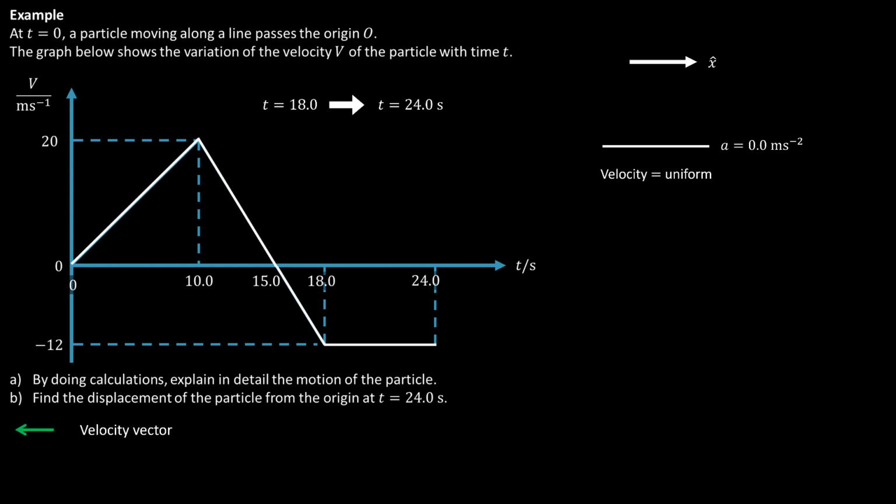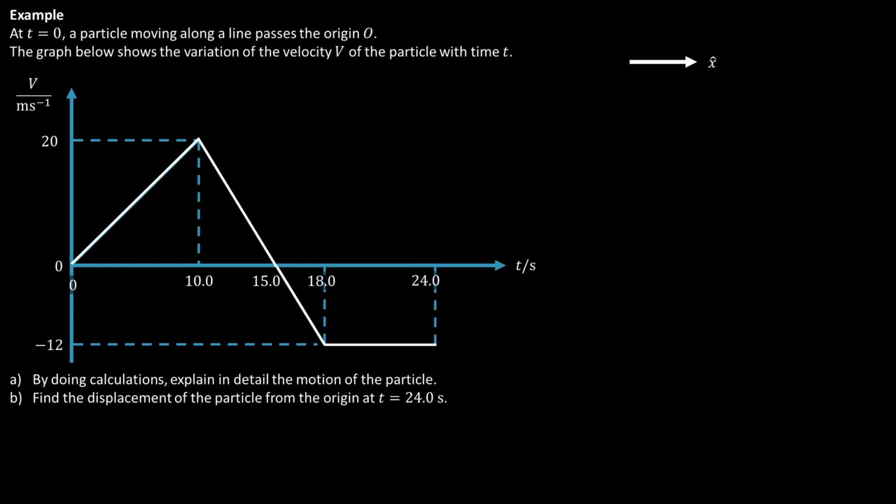The displacement covered in this time interval is equal to the area, which is simply the area of a rectangle with width 6.0 second and length minus 12.0 meter per second. And if you calculate the area, you should get the displacement covered, delta S, equals to minus 72 meter. The minus simply means it moved 72 meter in the left direction.